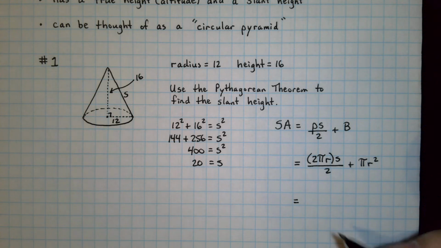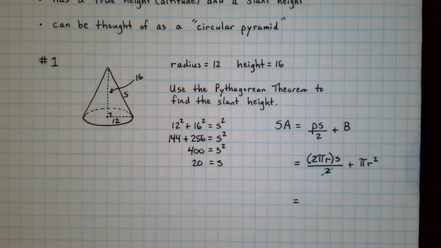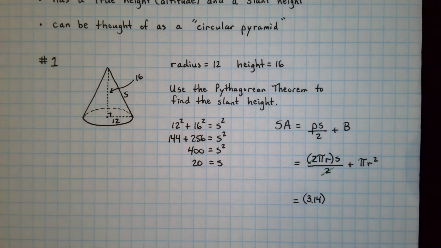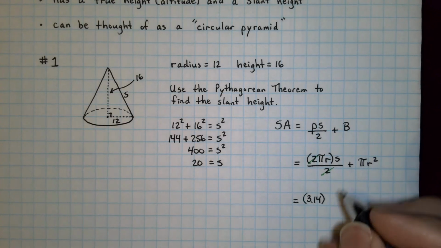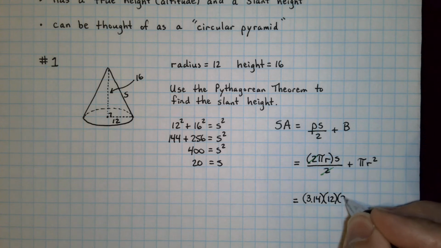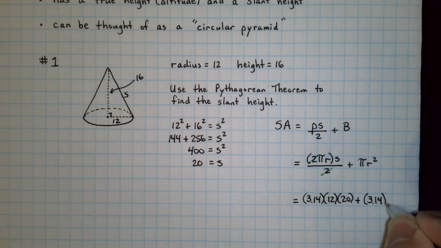We can put in some values, but as I do that, don't forget that you can cancel out these 2's. So that 2 and that 2 are going to cancel each other out. And we have pi, and we're going to use 3.14. Some teachers and textbooks and videos will use the pi button on their calculator or certain other amounts of decimal places, but I use 3.14. The radius is 12. The slant height we calculated to be 20 plus pi, 3.14, and then the radius squared is 12 squared.